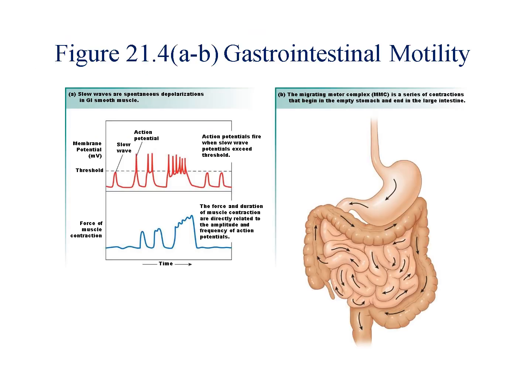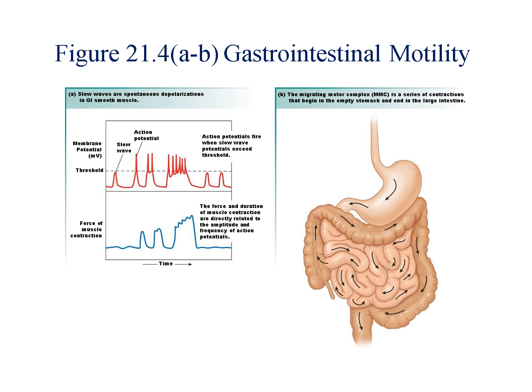This figure highlights key aspects of gastrointestinal motility, focusing on slow waves and the migrating motor complex. These mechanisms play a vital role in regulating the movement of food and waste through the digestive tract. In the first image, we see a graphical representation of slow waves, which are spontaneous depolarizations in gastrointestinal smooth muscle.